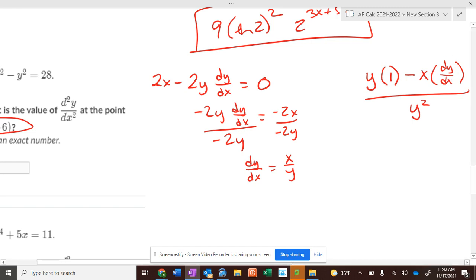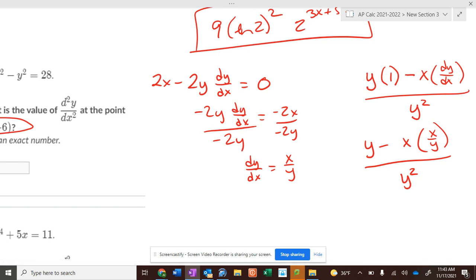What do we do with this dy/dx right here? Well, we replace dy/dx with what is written right here. So this is y minus x times x over y, all over y squared. You have to multiply by x, because x times x is x squared, so it's x squared over y.